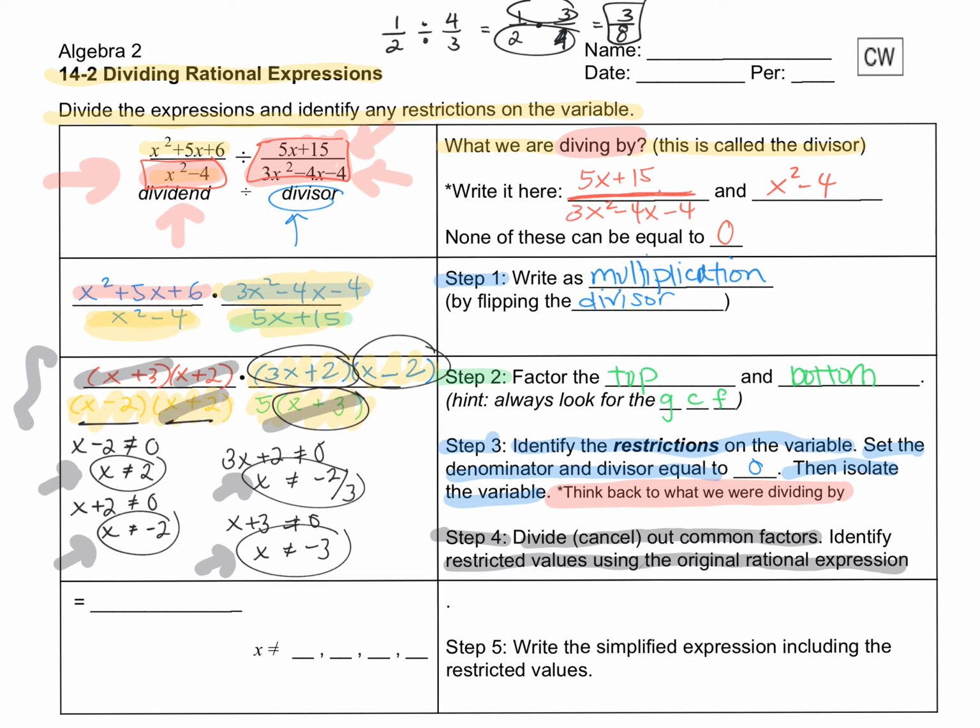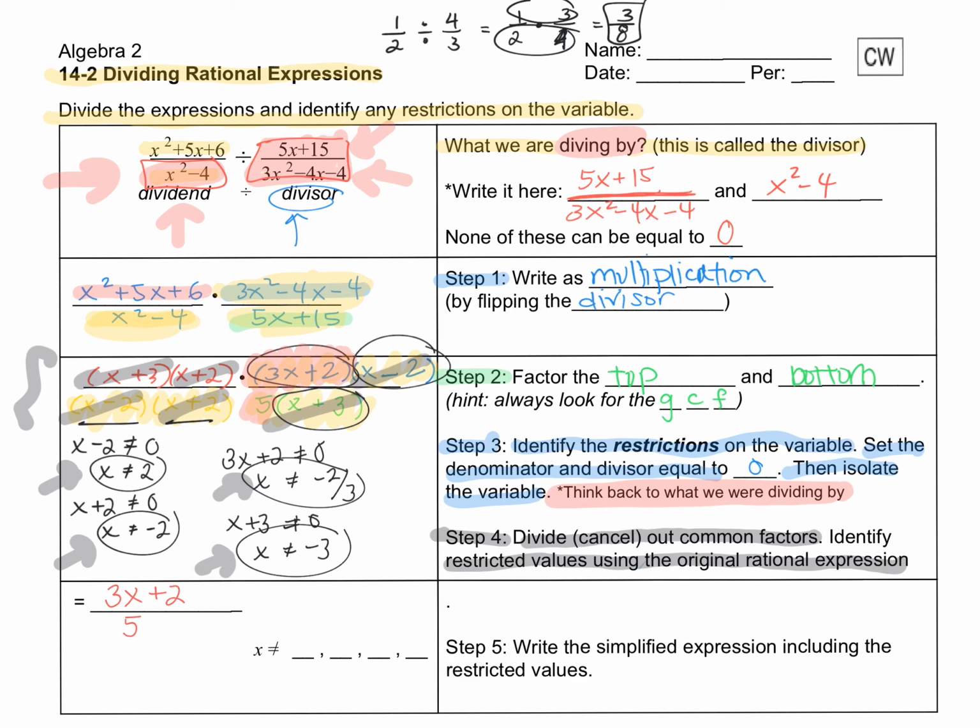X plus 2 and x plus 2. X minus 2 and x minus 2. And if there's nothing else that's the same on the top and the bottom that's going to cancel out, then what I'm left with is going to be my answer. So on the top, what I have left is 3x plus 2. And on the bottom, all I have left is 5. So I'm going to rewrite my answer as 3x plus 2 over 5.